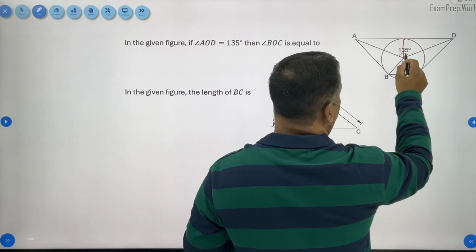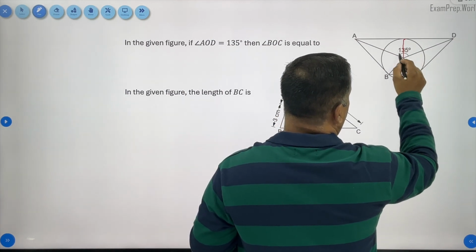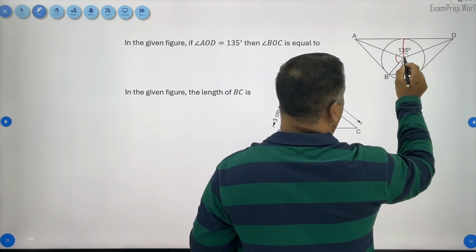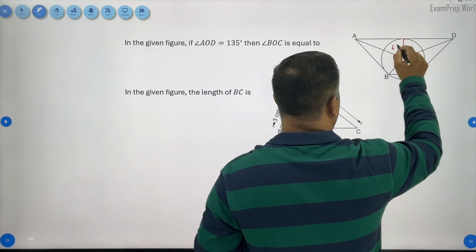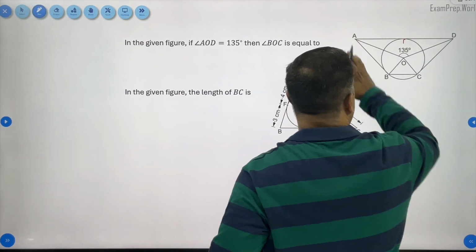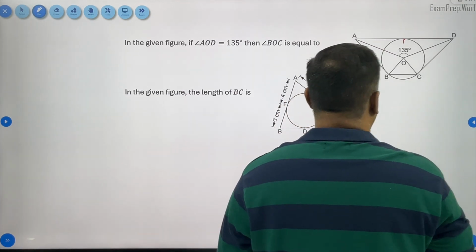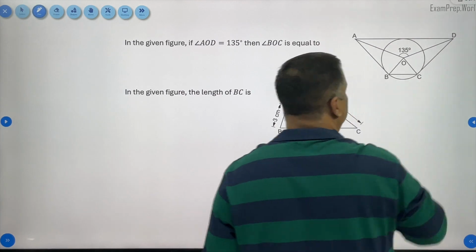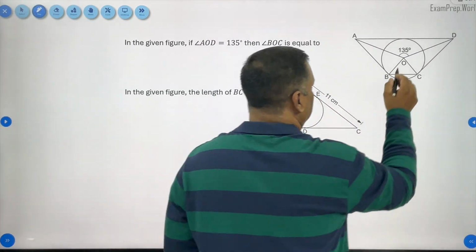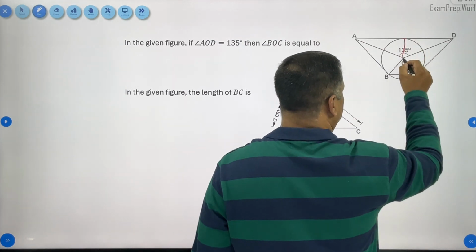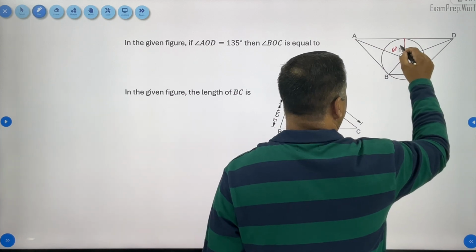So this is 135. So how much is it? This 2 is 135. So this one is 135 divided by 2, which is 67.5. Okay, now let's do this question. So draw a line over here. So this will be 135 divided by 2, which is 67.5.